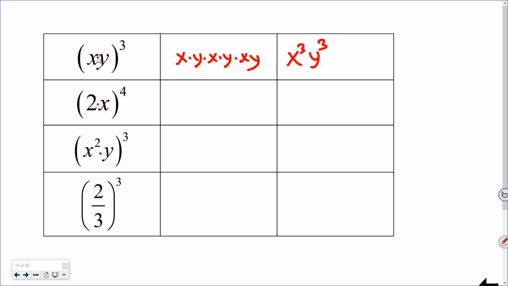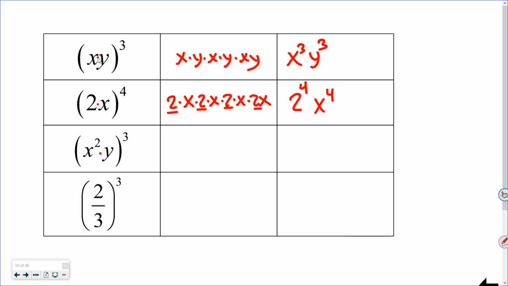This next one, same thing. I've got 2 times x times 2 times x. And I have to do that 4 times because it's to the 4th power. So all the 2's, count the 2's. You could multiply those together, but let's just write it with a single base. So it'd be base 2, and you add all those up. So you end up with 2 to the 4th. X's, same thing, x to the 4th.